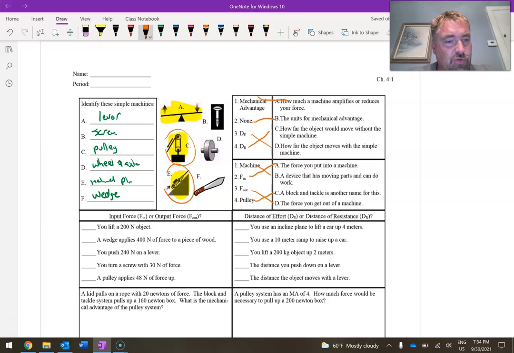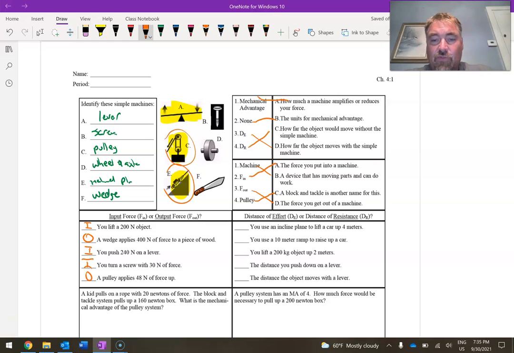If you're lifting a 200 Newton object, that's an input force. You're doing that work. If the wedge applies a 400 Newton force, that's an output force. You push 240 Newtons on a lever, that is an input force. If you turn a screw with 30 Newtons of force, that's also an input. And if a pulley applies 40 Newtons of force up, that's an output.